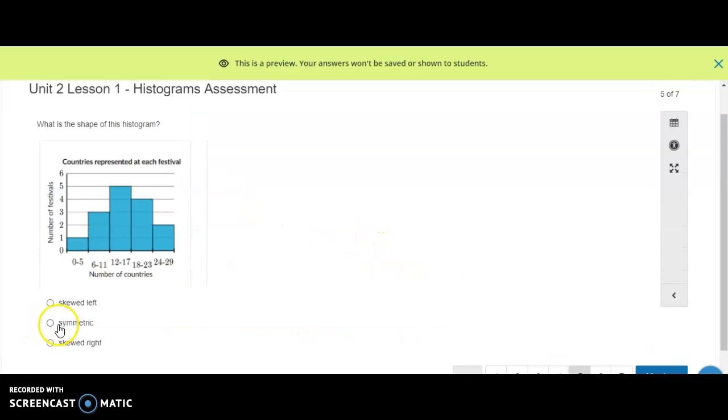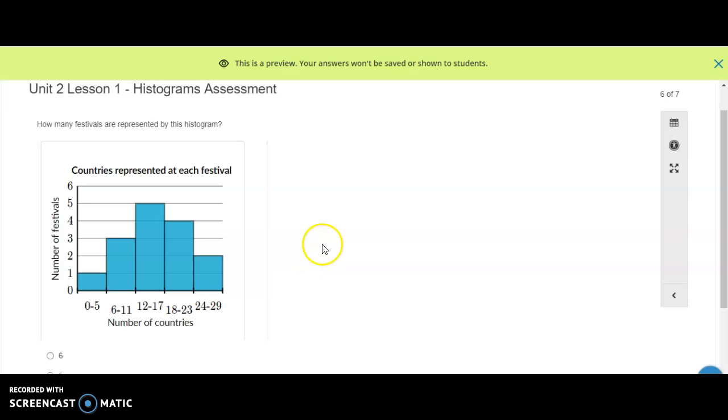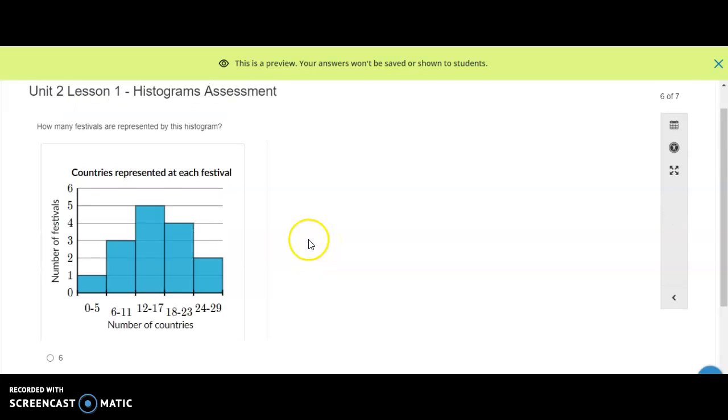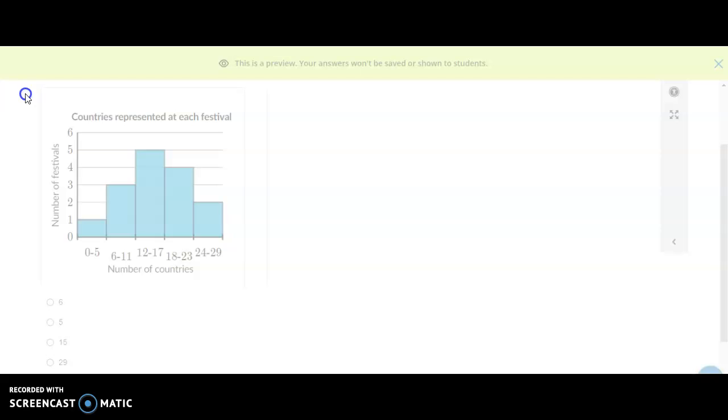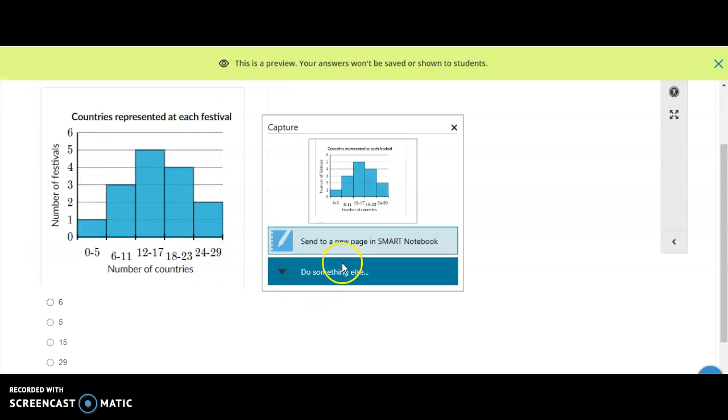Now we have a symmetric histogram. A symmetric histogram just means it looks the same on both sides. All right, countries represented at each festival. So how many festivals were represented, you would add up each stack.